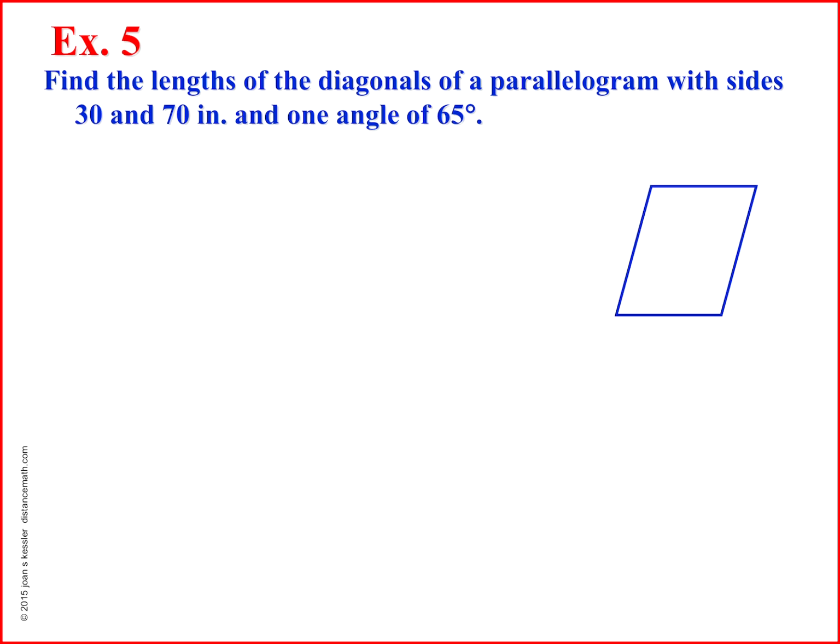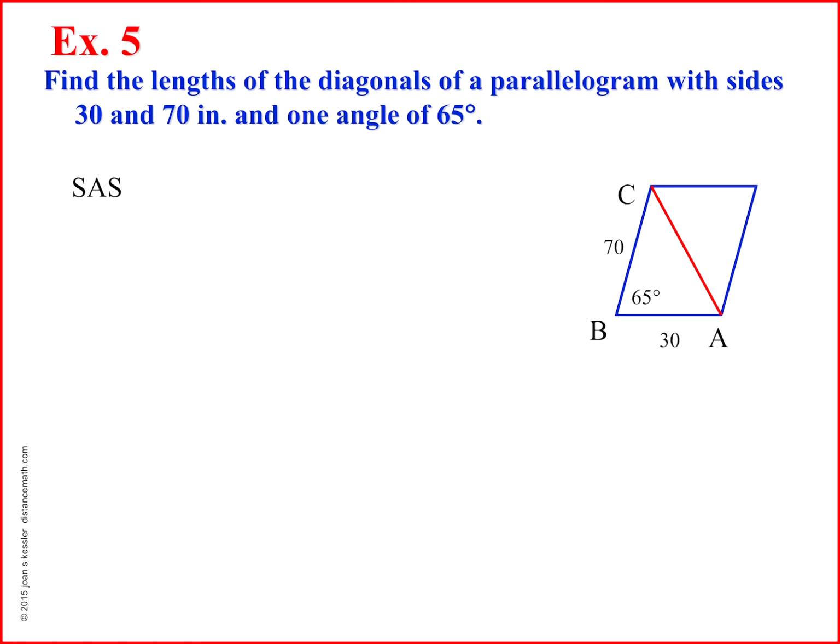How about example 5 on here? We want to find the lengths of the diagonals of a parallelogram with sides 30 and 70, and one angle is 65. Let's think about it. We have a parallelogram over here, and we draw a diagonal. I know one side is 70 and one side is 30, and the angle is 65. We want to find that red diagonal.